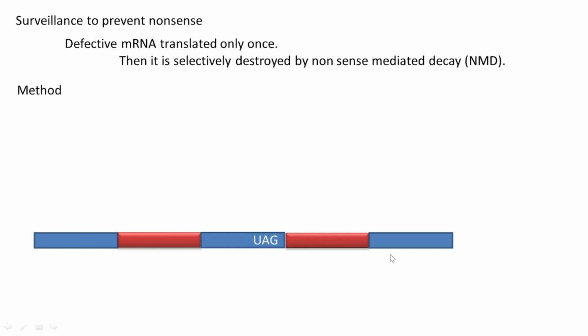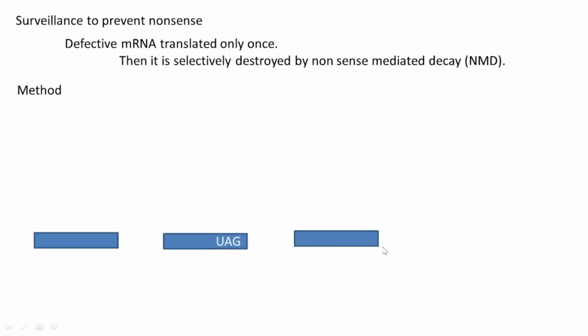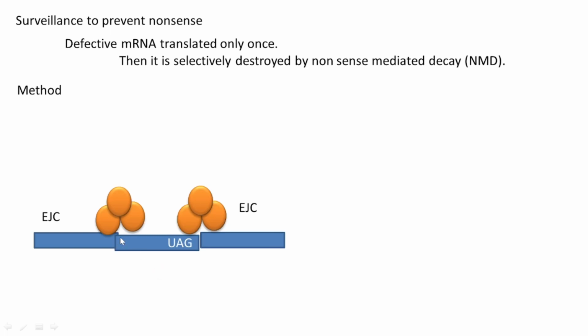Suppose this is an mRNA having a stop codon inserted within the reading frame. First, some spliceosomes are working here and remove all the introns and join all the exons. Because of that joining process, so many exon-exon junctions arise. On those junctions, some proteins come and attach. They are called the exon junction complex. In all these exon-exon junctions, that protein complex is assembled.